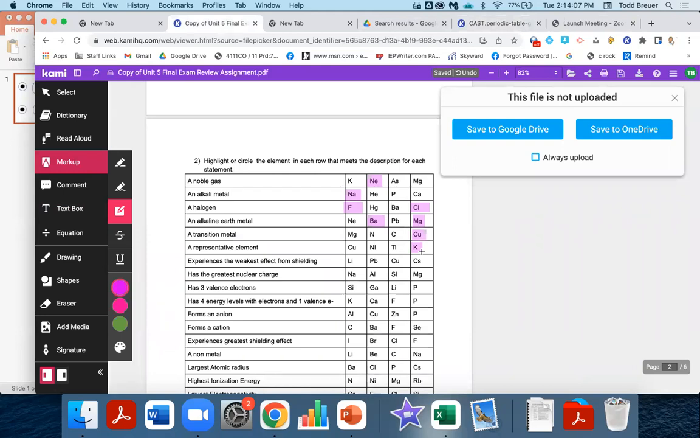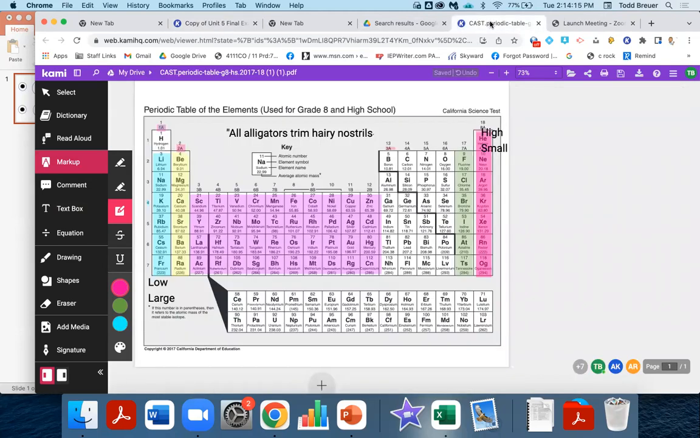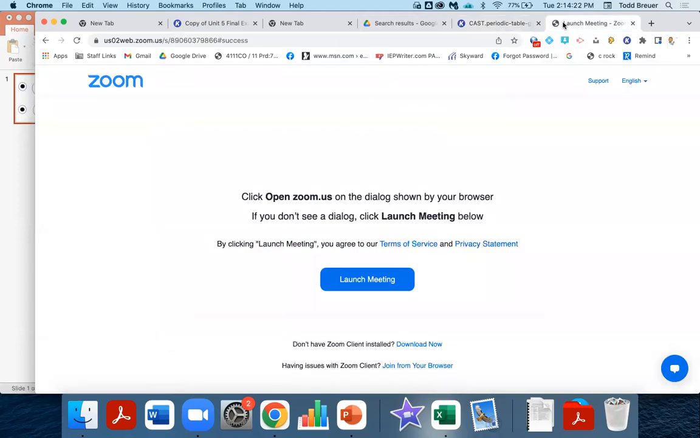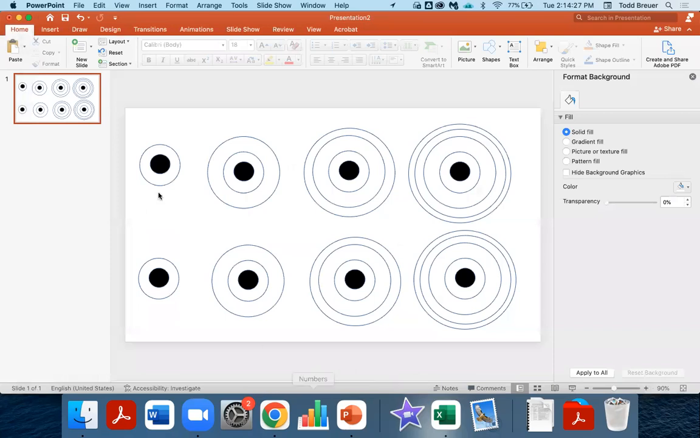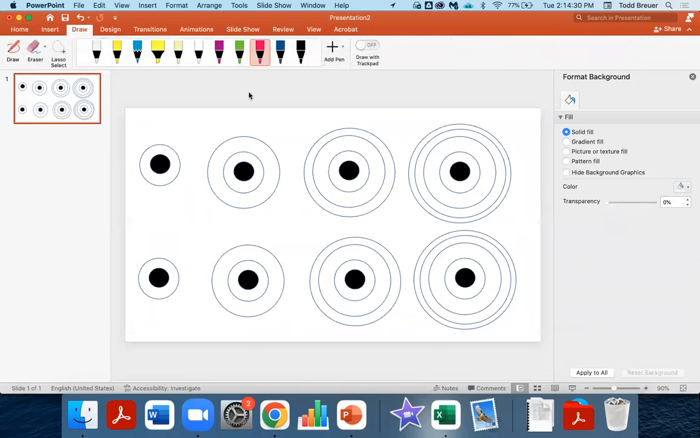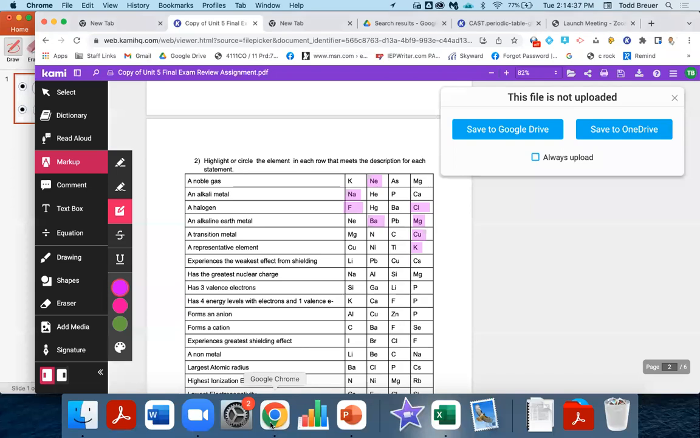Which experiences the weakest effect from shielding? Let's talk about this one. I have a little drawing we can use. Lithium, lead, copper, and cesium. Lithium, because it's in period 2, would require 2 rings. So lithium requires 2 rings if we're going to visualize a model of it. So let's go to this little drawing tool here and draw 2 rings. Let's call this one lithium, Li. Okay, what else did we have? We had lead, copper, and cesium.